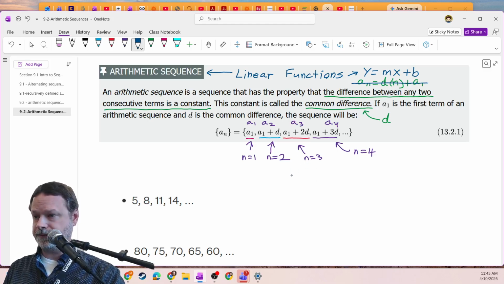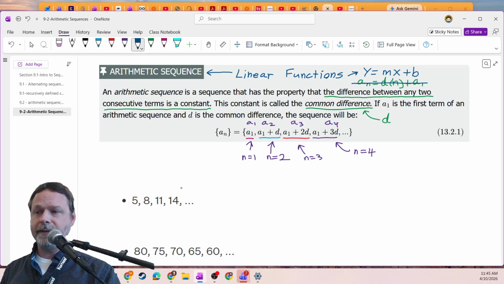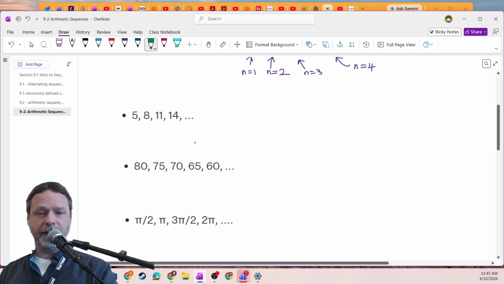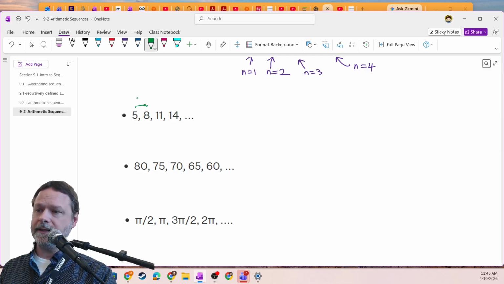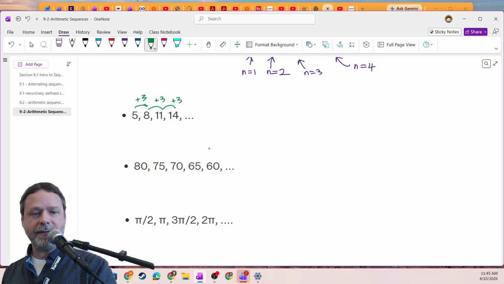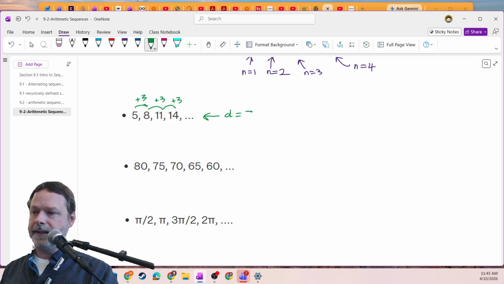Okay, let's look at these. We've got a few examples here to look at, and then we'll get our formula. So, common difference. 8 minus 5 is 3. 11 minus 8 is 3. 14 minus 11 is 3. So we are adding 3 each time. Our common difference is 3.